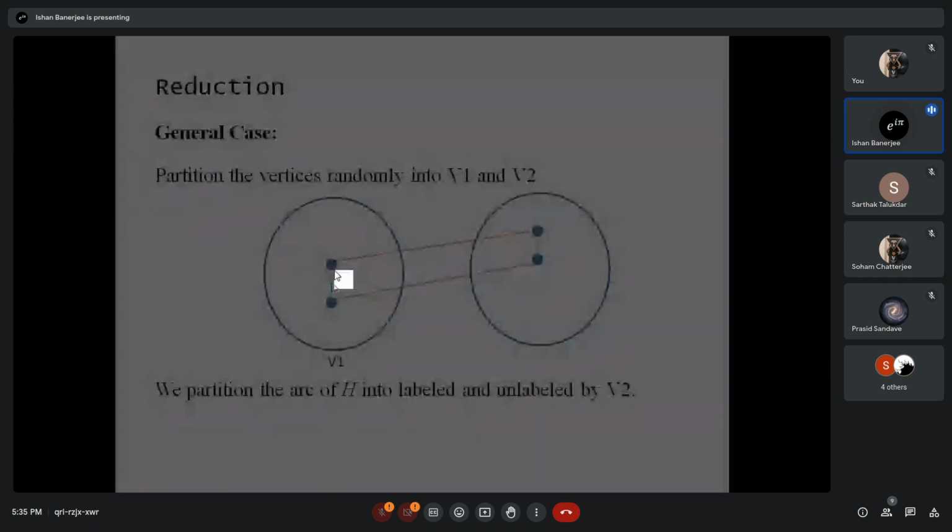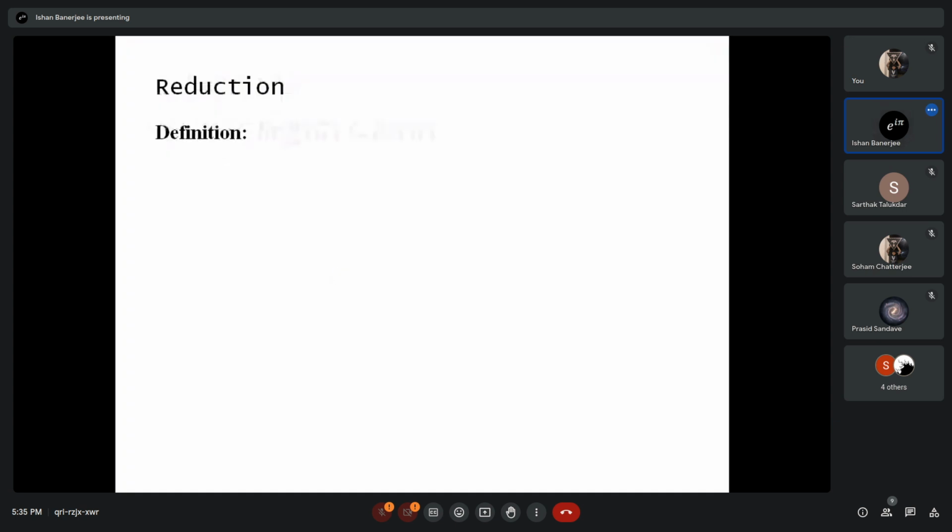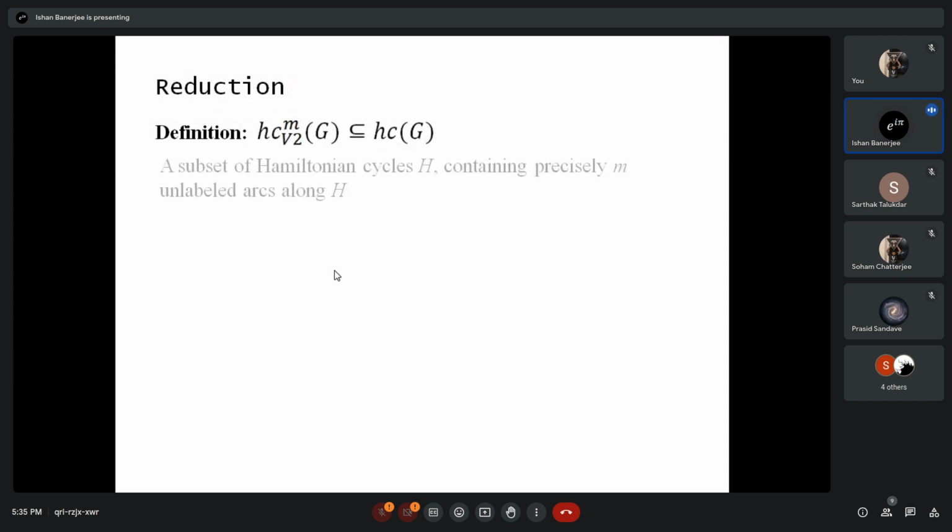We'll look at a certain definition which says that HC_V2^M of G is a subset of HC_V. So what is this HC_V2^M? This HC_V2^M is a subset of the Hamiltonian cycles H which contains precisely M unlabeled arcs along H. So this is the thing that we're introducing further after HC of G, because this is not the case of bipartite graphs.